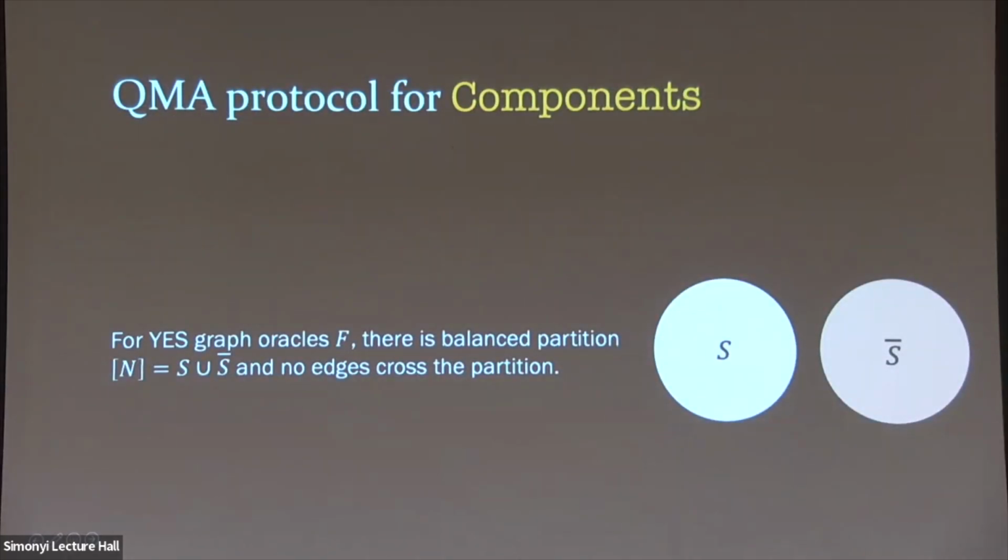So this components problem is in QMA. There is a way for a quantum prover to prove to a verifier that the graph oracle really is partitioned into two disconnected components. So we know that for a yes instance, there really is some balanced partition. Let's call it S and S bar, and there are no edges that cross the partition.